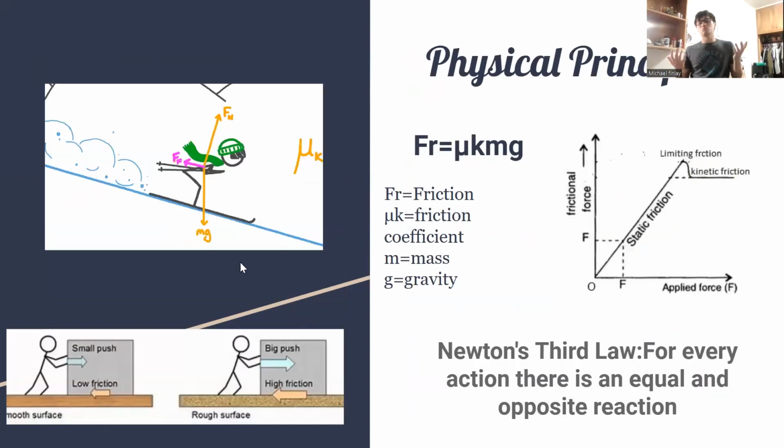So the principles, that is the equation up there. F_r is friction. μ_k is the friction coefficient.